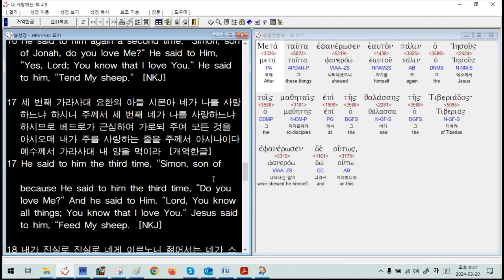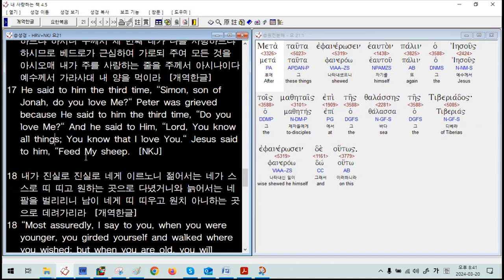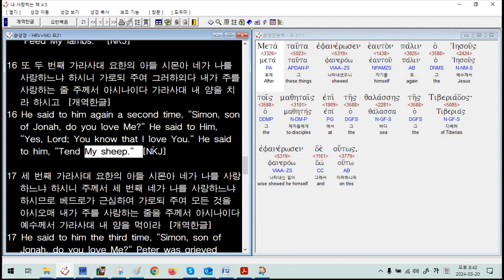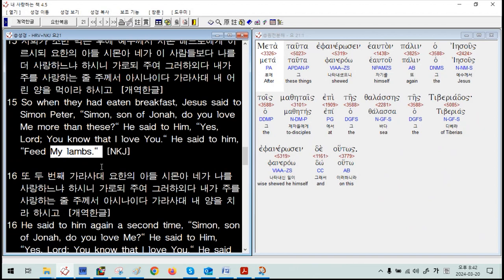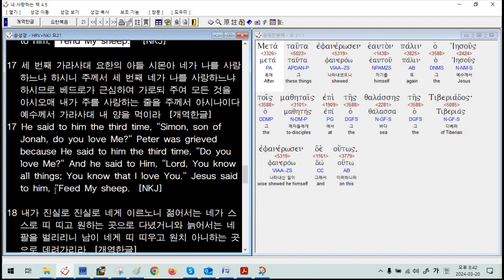The third time, Peter was grieved because he said to him, the third time, do you love me? He said to him, Lord, you know all things. You know that I love you. Jesus said, feed my sheep. Tend my sheep, feed my lambs. Feed Christos Jesus' knowledge and wisdom, so you can feed my sheep. The Father's work, Jesus' work, my work is all the same work as the 7 days man.